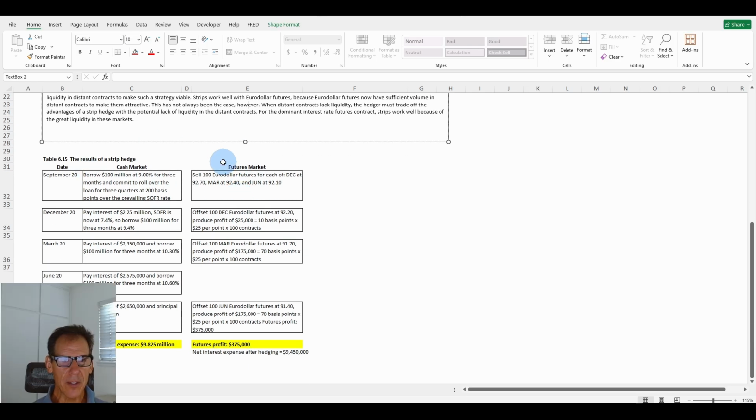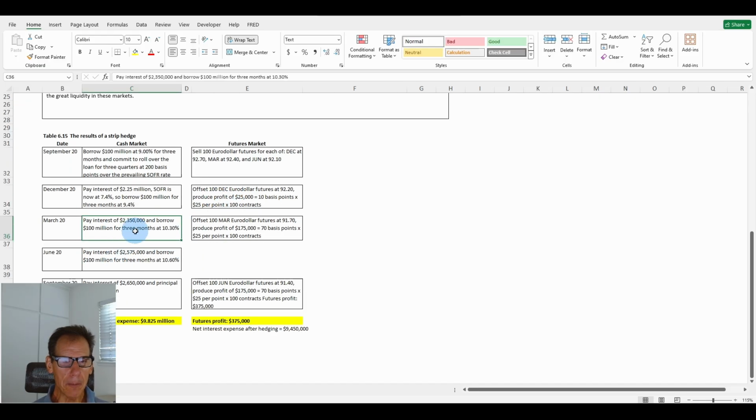So here's the example, the result of the strip hedge. We've got the cash market and the futures market. You borrow 100 at 9 for 3 months and commit to roll over the loan for 3 quarters at 200 basis points over the prevailing SOFR rate. Sell 100 Eurodollar futures for each December, March, June. Pay interest. SOFR is at 7.4. Borrow 100 million for 3 months at 9.4. Offset 100 Eurodollar futures at 99.20, producing a profit of 25 grand, equals 10 basis points times 25, etc.